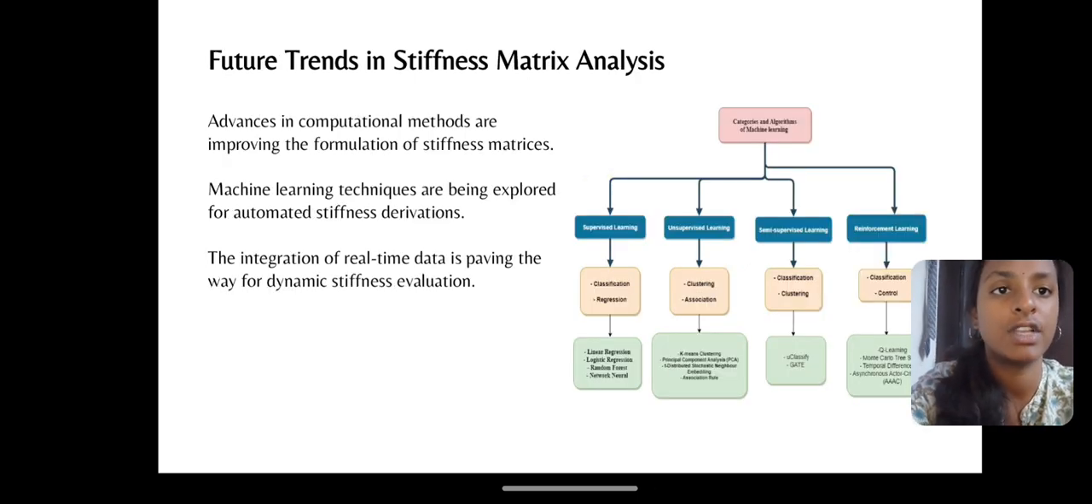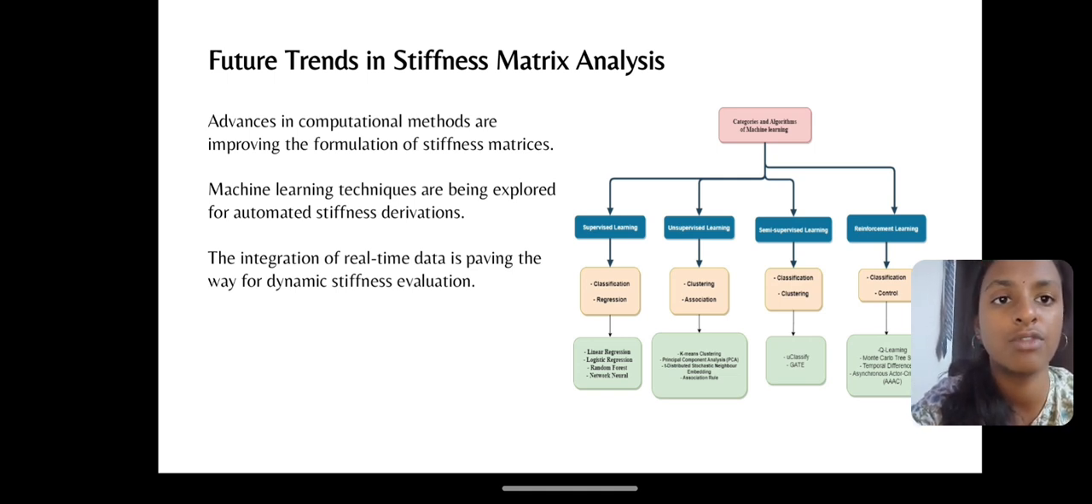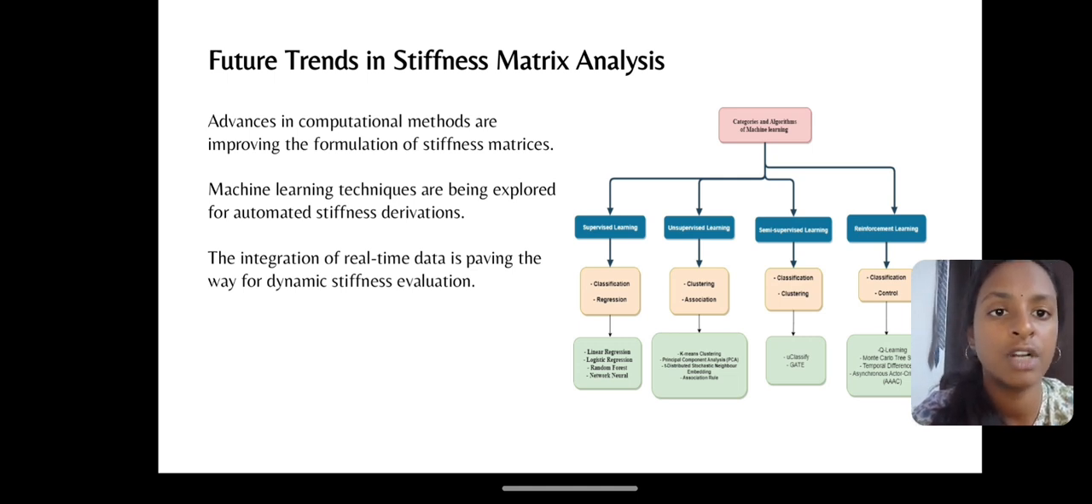Future trends in stiffness matrix analysis. Advances in computational methods are improving the formation of stiffness matrix. Machine learning techniques are being explored for automated stiffness derivations. The integration of real-time data is paving the way for dynamic stiffness evolution.